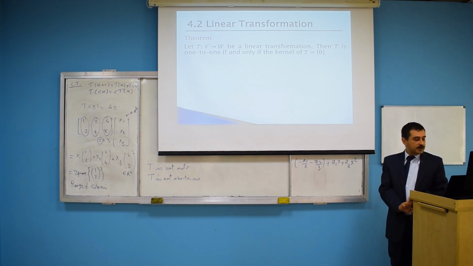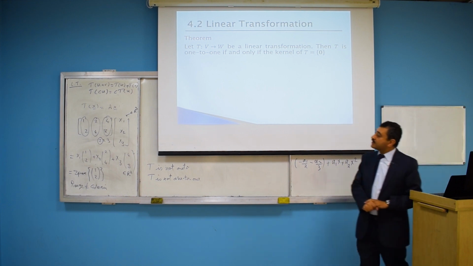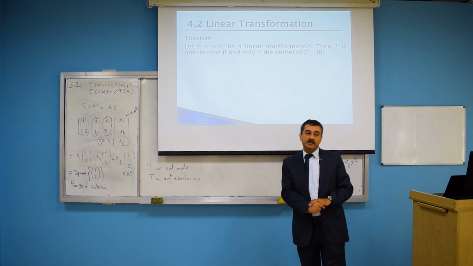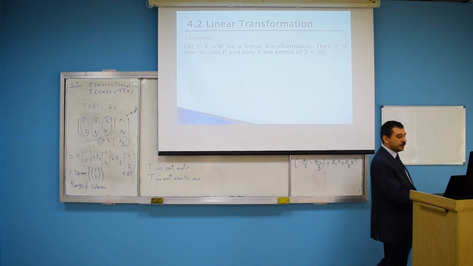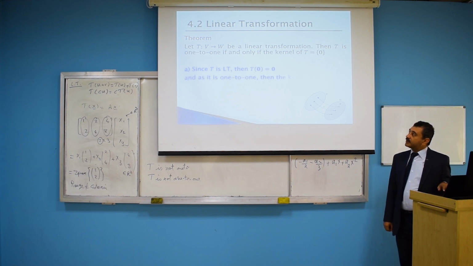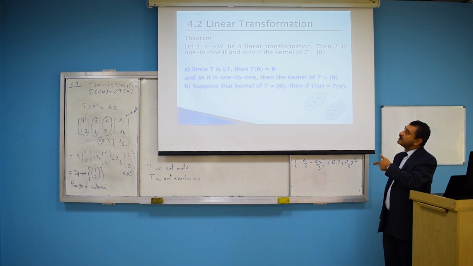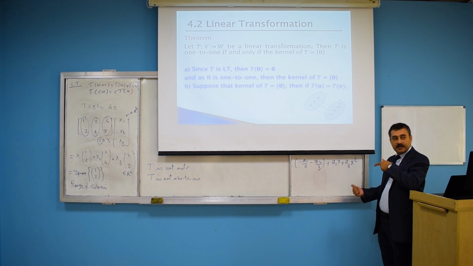For the one-to-one transformation, if you can find only a pre-image for the 0 vector to be the 0 vector, then the transformation would be one-to-one. So we can prove it. Actually, this theorem has two ways. If the linear transformation is one-to-one, it means that the kernel is the 0 vector. And if the kernel is the 0 vector, then the linear transformation is one-to-one.